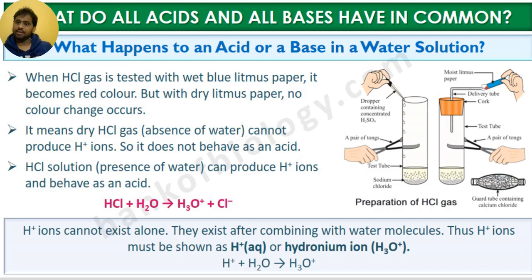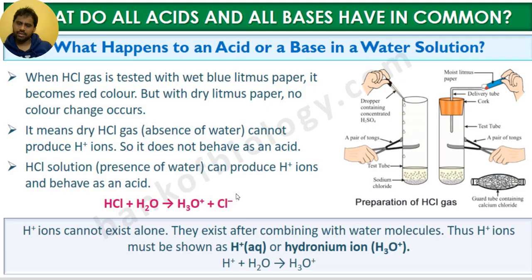This question is asked in the exam: why does no color change occur with dry litmus paper? It means dry HCl gas has an absence of water, cannot produce H+ ion, so it does not behave as an acid. HCl solution in the presence of water can produce H+ ions and behaves as an acid. HCl plus H2O gives you H3O+ and Cl negative.